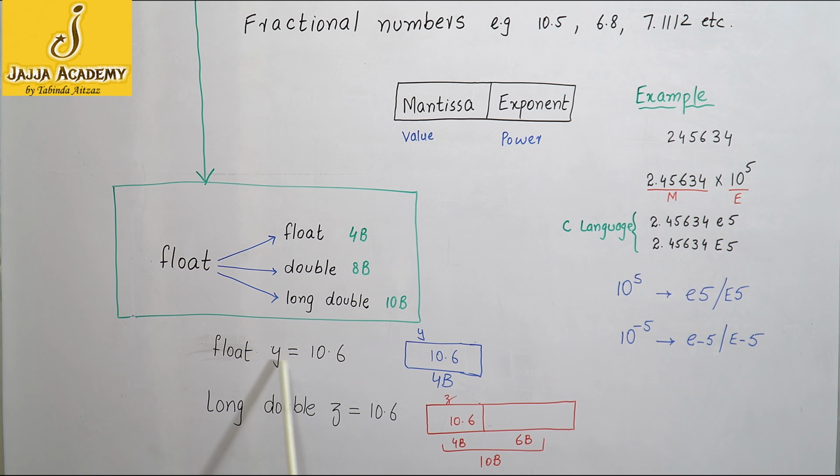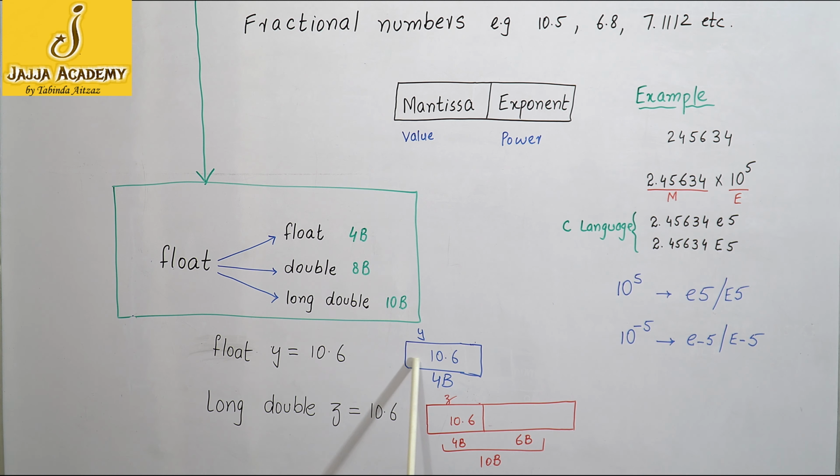In this example, I have used the float keyword, the float data type, to store this fractional value in the variable y. It is because this is a small fractional value and I don't need to use double or long double data types for it. Inside memory, it will look like this. 4 bytes of memory will be allocated to the y variable. This is the name of variable y and the value will be stored inside this memory cell.